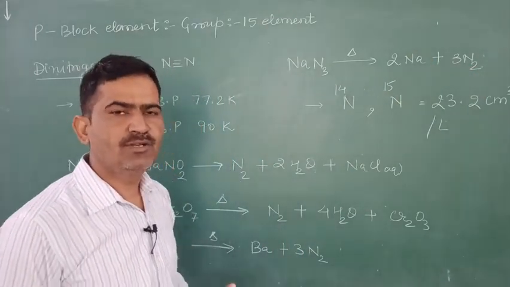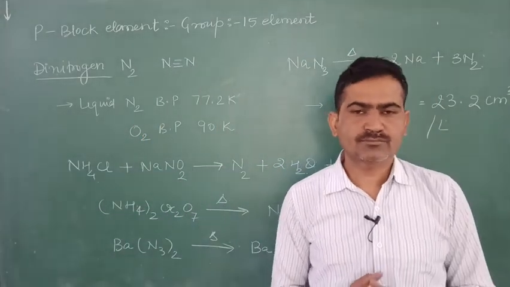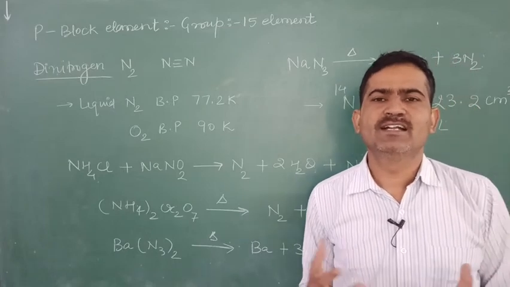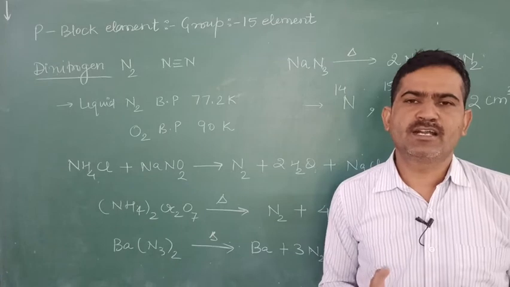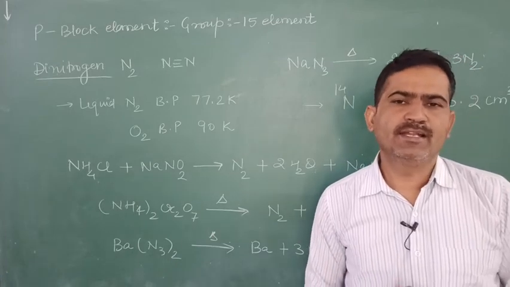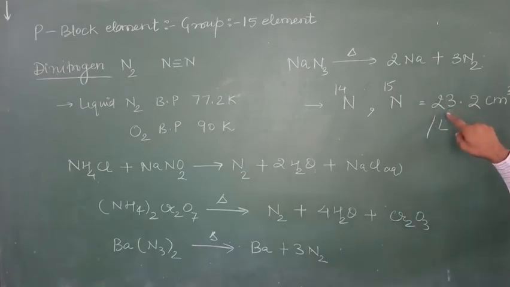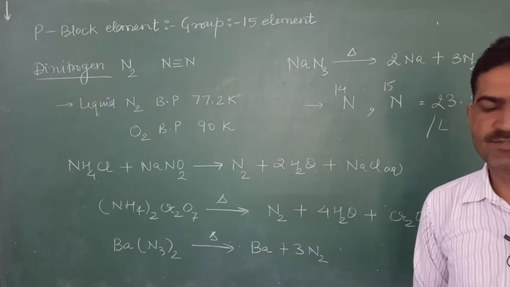After this we will study the physical properties. Nitrogen is a colorless, odorless, tasteless gas, and it is inert at room temperature and very less soluble in water. In 1 liter of water, 23.2 cubic centimeters dissolve, which means 23.2 ml per liter. Its solubility is very low.